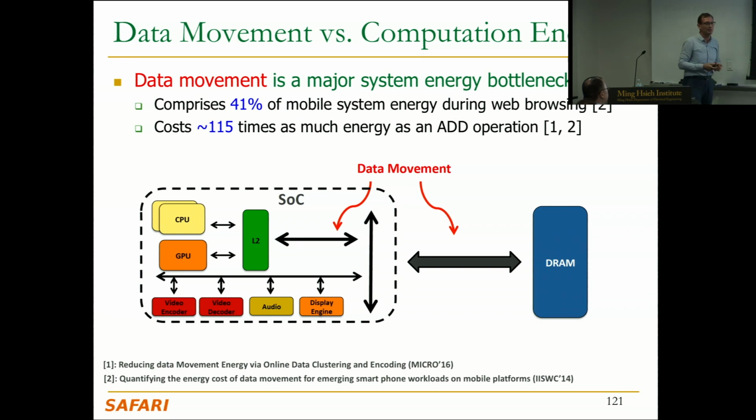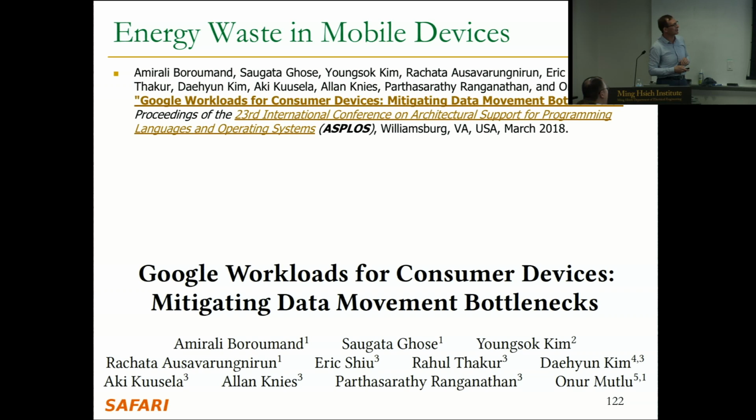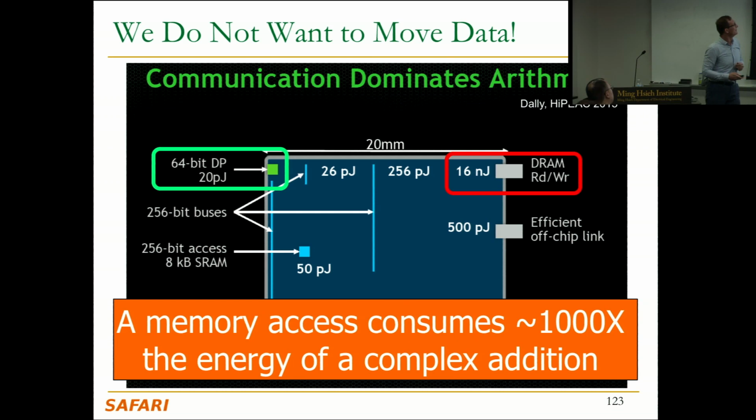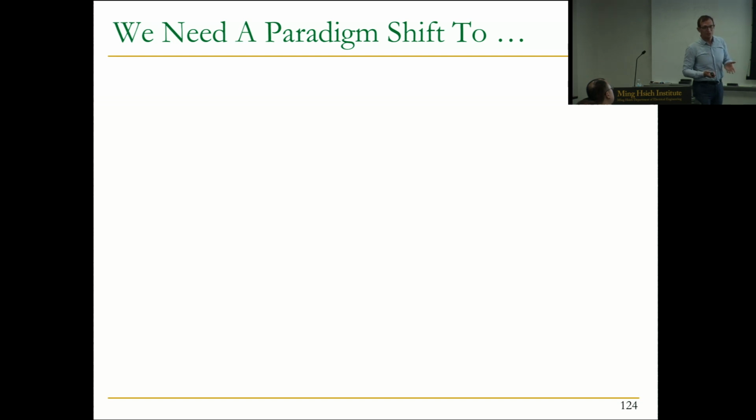Clearly, people are trying to reduce the memory access energy, but still, that interconnect is very energy hungry. And as a result, we get the result that I mentioned earlier. More than 60% of the total system energy in important workloads that we care about is spent on data movement because of this energy disparity. Basically, we do not want to move data, in my opinion, if you want to be truly energy efficient and sustainable. So what do we do?